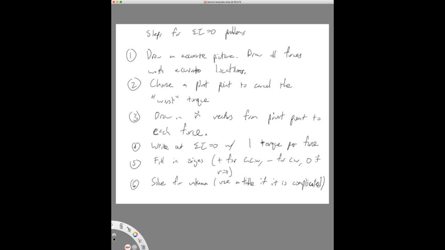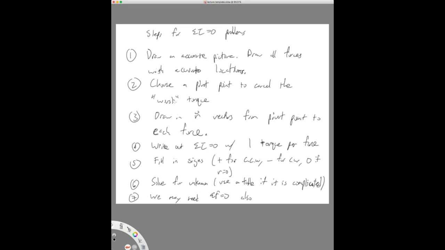Okay, so use a table if it is complicated. Now, if that turns out to be insufficient, then we may need net force equals 0 also. So if you try to solve for your unknown and you have too many unknowns, then you need to go to net force equals 0, and then that will allow you to combine equations and eliminate unknowns.